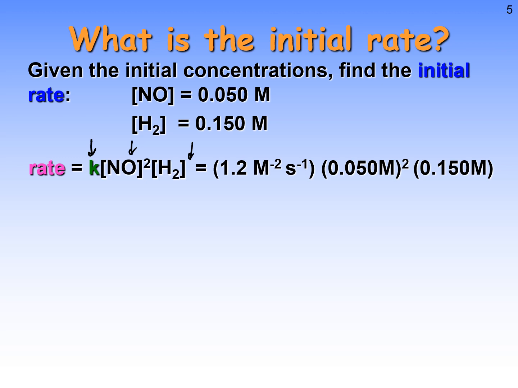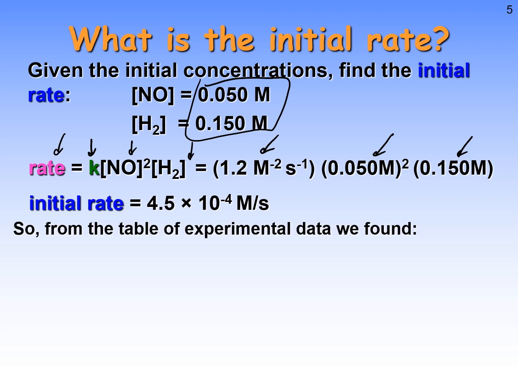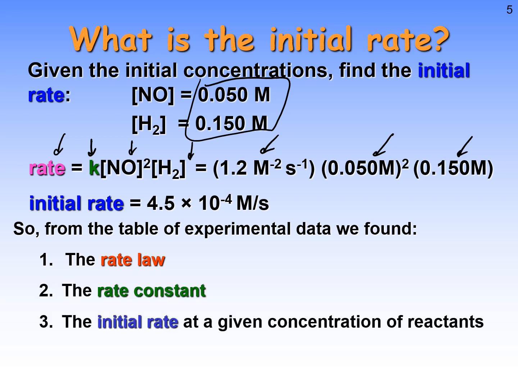We can solve for the rate now at any concentration set that we want. So now we're given these two new concentrations and asked, hey, what's the initial rate at these different concentrations than what we had in the table? Well, now that I know the K value and the exponents in my rate law, I can solve for the rate of this reaction just by simply going, hey, here's my K value, here's the two new concentrations, plug them in, and we get a new initial rate for the system. And so from that table of data, we were able to find the rate law, meaning the equation's exponents, the rate constant, and the initial rate at a new given set of concentrations.